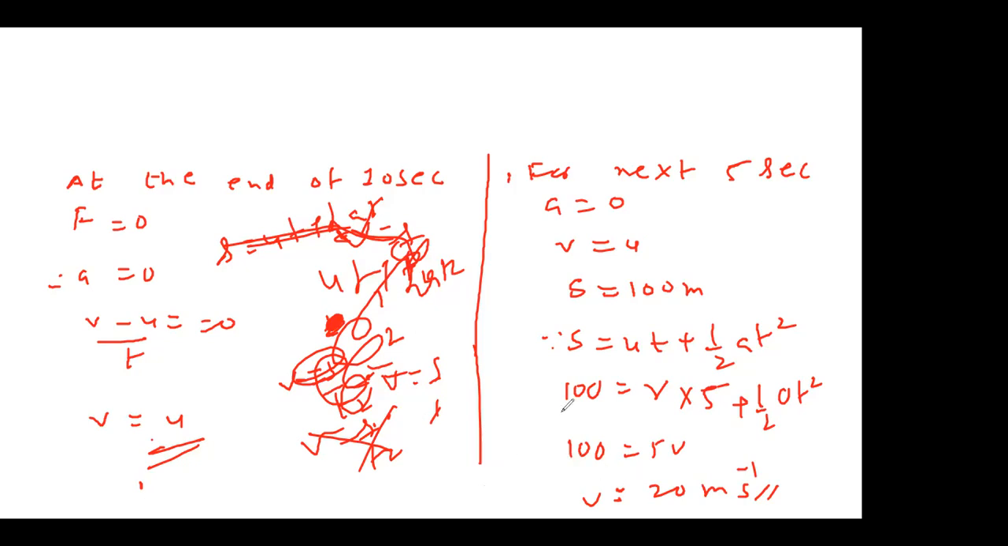Just complete this sum, then I am giving those three formulas. Sir, what is at? A is acceleration, t is time. So 0 into time will be 0 only, and half into 0 is also 0. Yes. Okay.